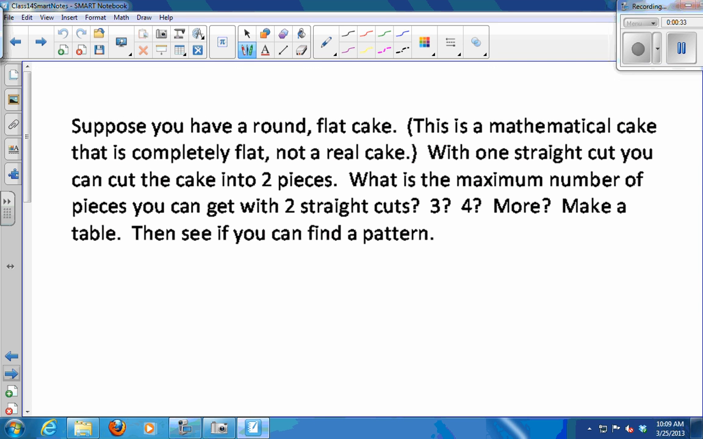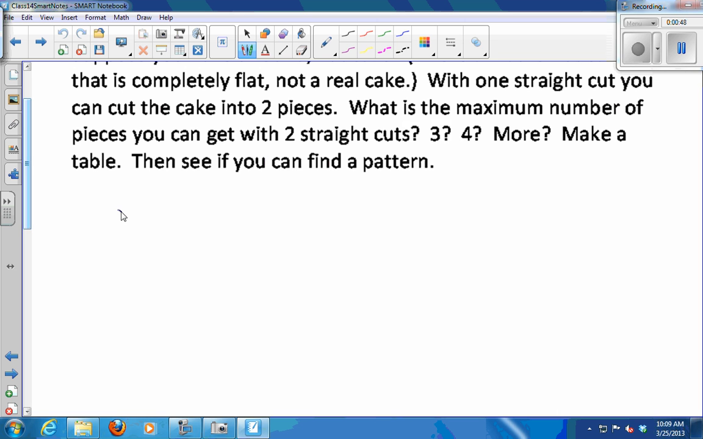All right, so let's suppose you have a round, flat cake. So this is a mathematical cake. It's completely flat. It's not real. It has no thickness. Mathematical cake. Just a circle. So with one straight cut, you could cut the cake into two pieces, right? It doesn't have to be through the middle, just anywhere. One straight cut, I can make two pieces of cake.